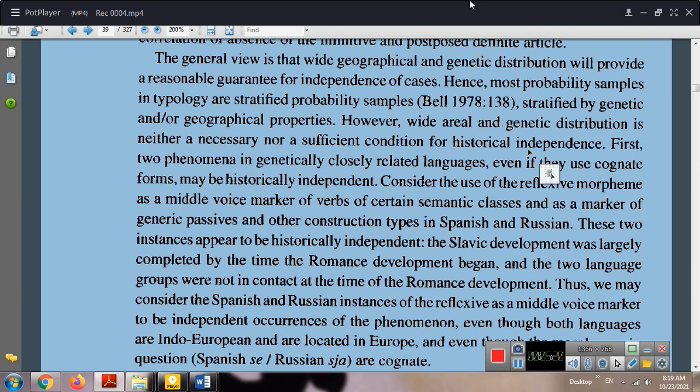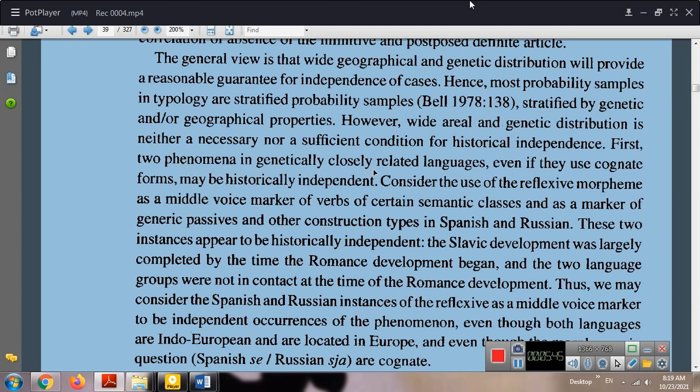Okay, from now we read two factors for historical independence: areal and genetic distribution. Here we read that these two factors are not a sufficient condition for historical independence. Here we want to read other factors.